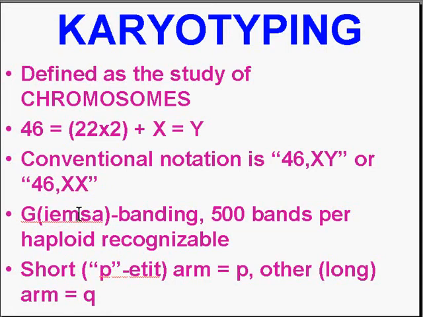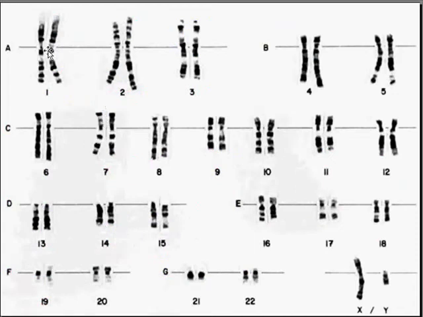And then on the basis of that connection, they have either a long arm or a short arm. You know that P stands for the short arm because P stands for petite, and the long arm is Q. So every chromosome has a connection, and then it has a longer arm and a shorter arm. Sometimes the arms can look pretty close, but usually you can see a short and a long arm.